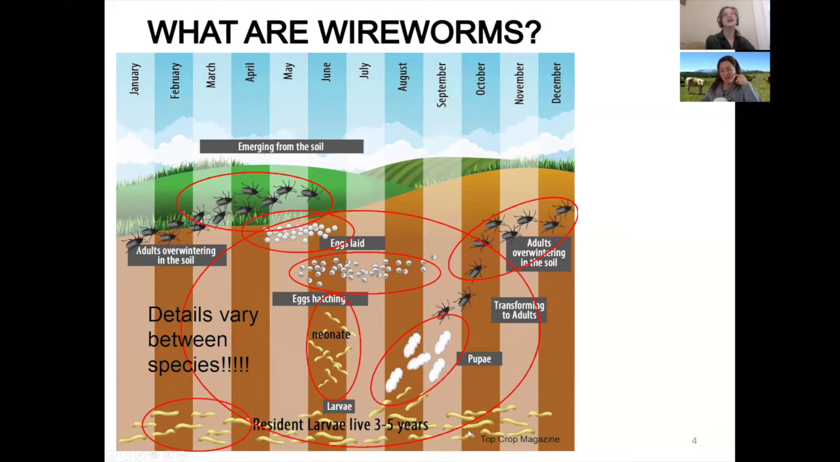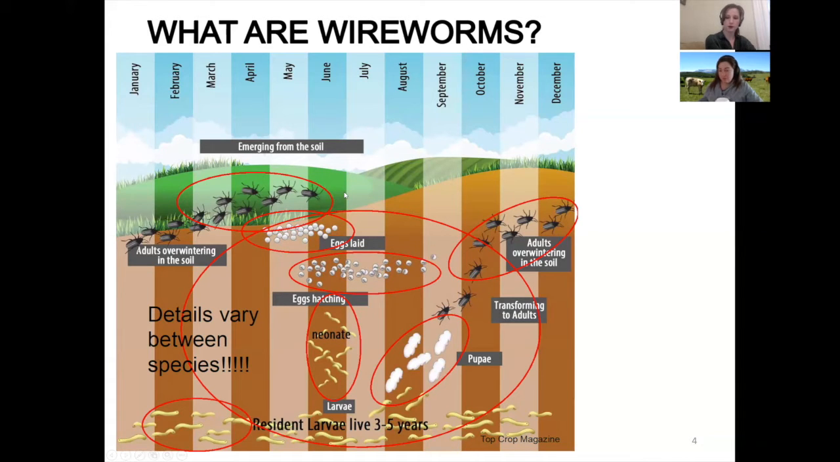Most of the time they're in this wireworm stage, which is unfortunately for us the damaging stage. The adult beetles don't cause direct damage to crops. They don't feed that much. The damage they cause is making new wireworms that will eat your crop.